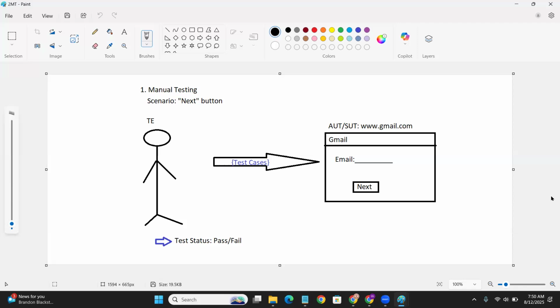The advantage of it is that it is simple and easy to perform. But from the disadvantage point of view, it will take more time. That is a major disadvantage.